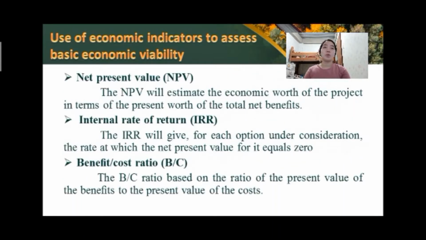Value, internal rate of return, and the benefit or cost ratio can be used for this purpose because the net present value, or the NPV, will estimate the economic worth of the project in terms of the present worth of the total net benefits, while the internal rate of return, or IRR, will give for each option under consideration the rate at which the net present value equals 0.